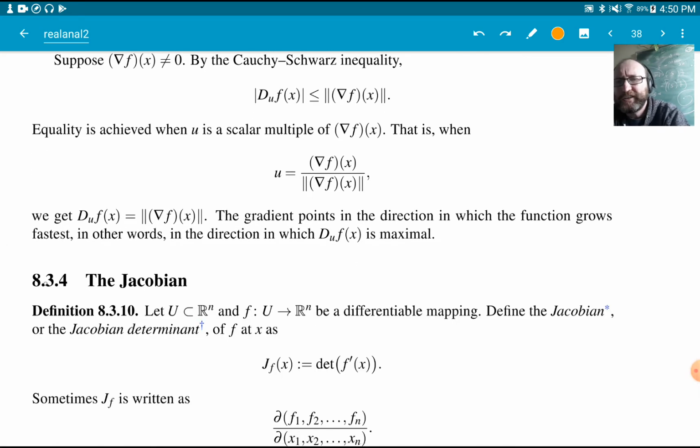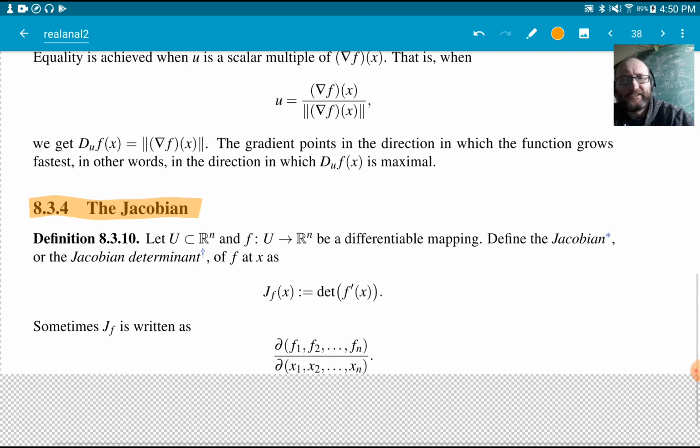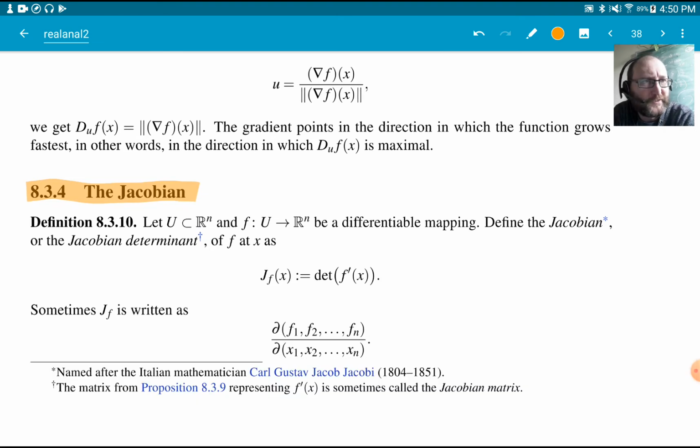Okay, let's not split this up into separate lectures. Let's talk about the Jacobian. Again, there's not much that we'll actually prove. It's more about the interpretation of something. Let's suppose that I have a differentiable mapping. Now I'm back to R^n, and I'm going from R^n to R^n. So this is an equidimensional mapping.